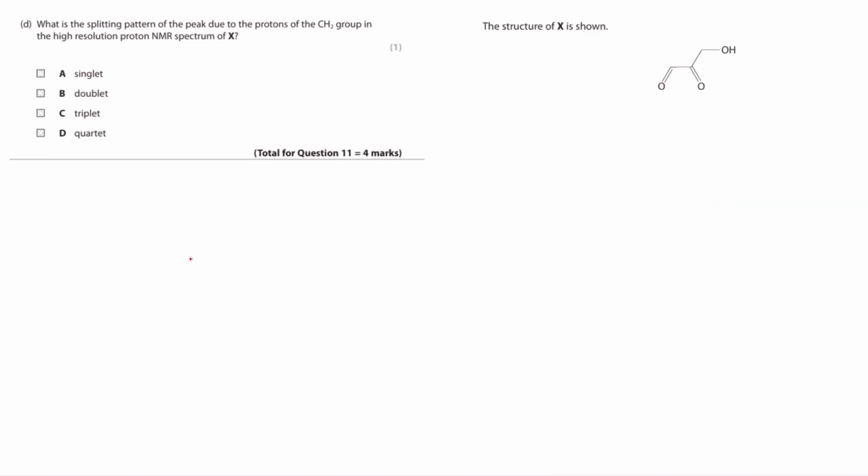Let's go for question number 12. The structure of compound Z is shown. How many peaks are there in the C13 NMR spectrum of Z? A C13 NMR spectrum tells you how many types of carbon there are. That's what they are asking. Right, let's try to answer this one.